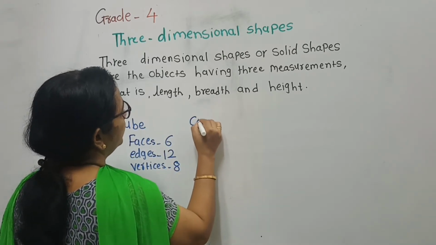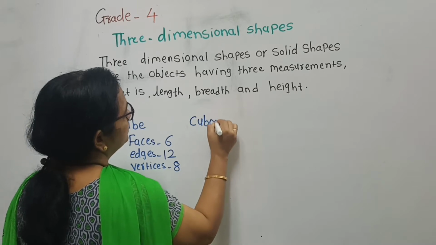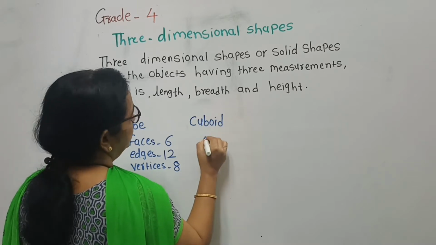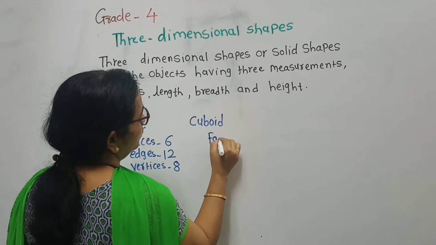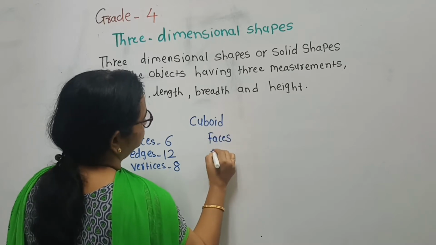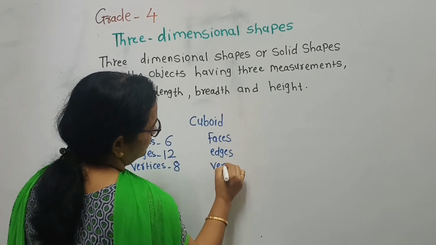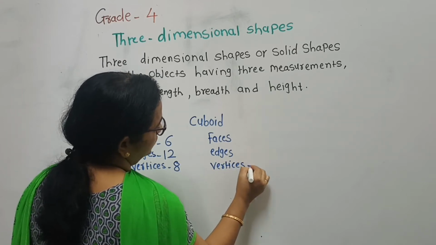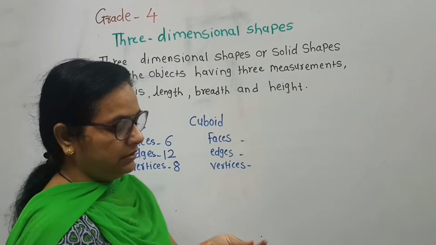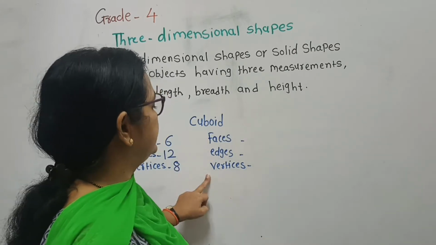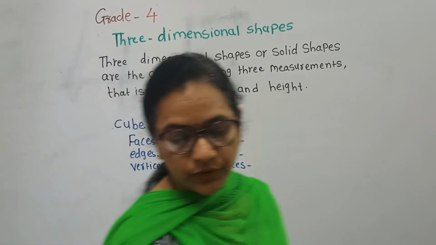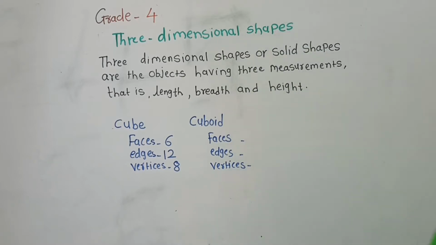Now cuboid. I didn't show you the cuboid shape. Okay, wait. Now we have to count the faces, edges and vertices of the cuboid shape. Okay.